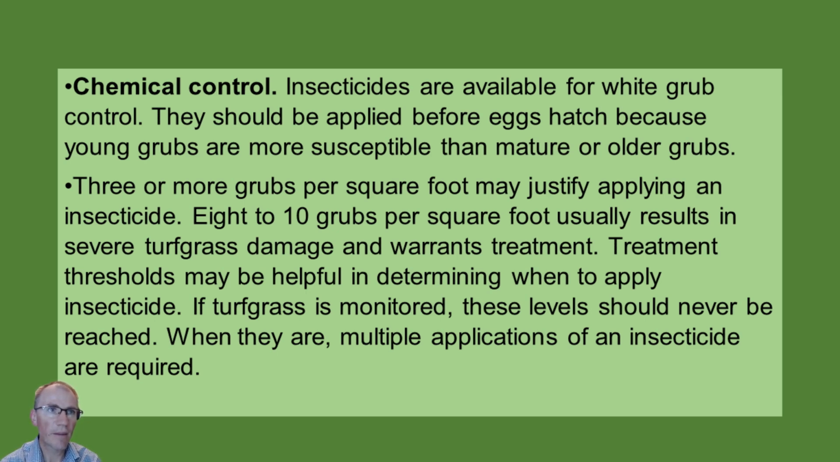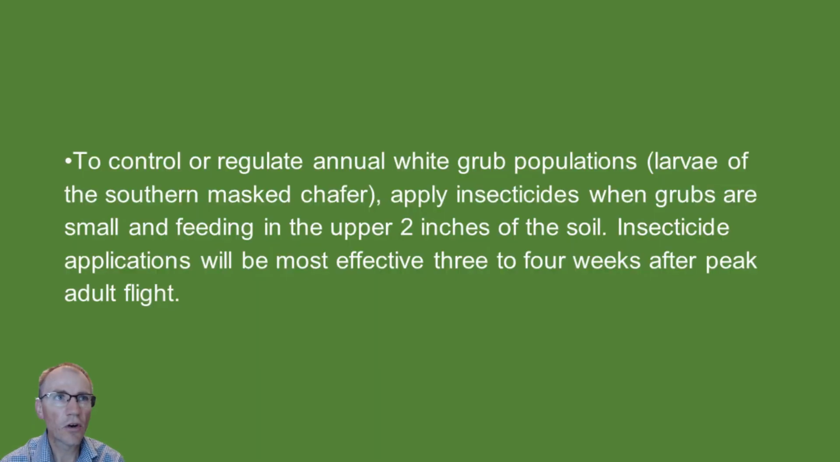Treatment thresholds may be helpful in determining when to apply insecticide. If turfgrass is monitored, these levels should never be reached. When they are, multiple applications of an insecticide are required. To control or regulate annual white grub populations, larvae of the southern masked chafer, apply insecticides when grubs are small and feeding in the upper 2 inches of the soil.